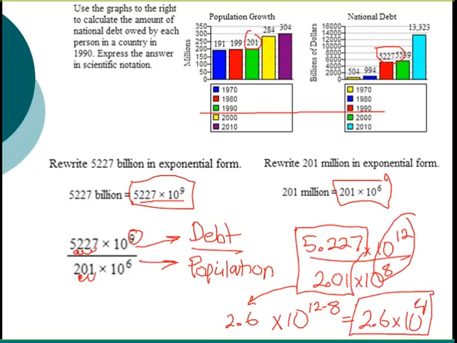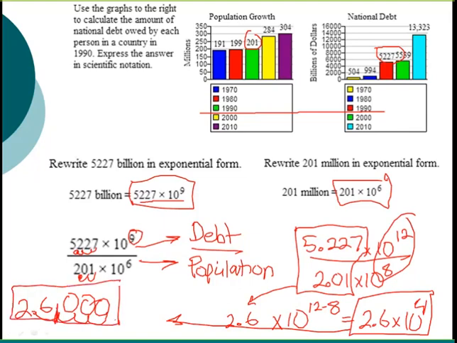So this is how much money a person actually owes in 1990. So if I look at that in real dollars, that 4 means that I moved it over 4 places. So it's 2.6 moved over 1, 2, 3, 4 places. So that means per person, the national debt is $26,000 in 1990.